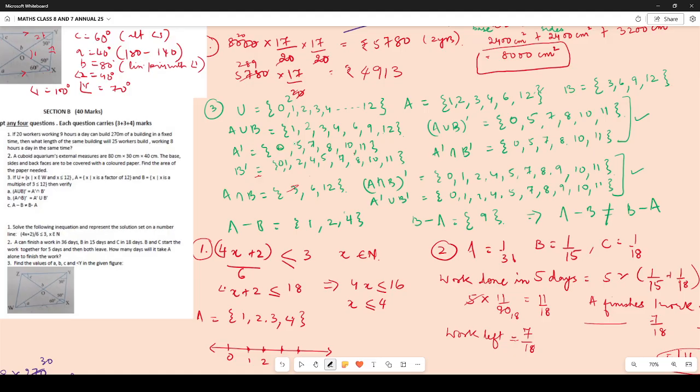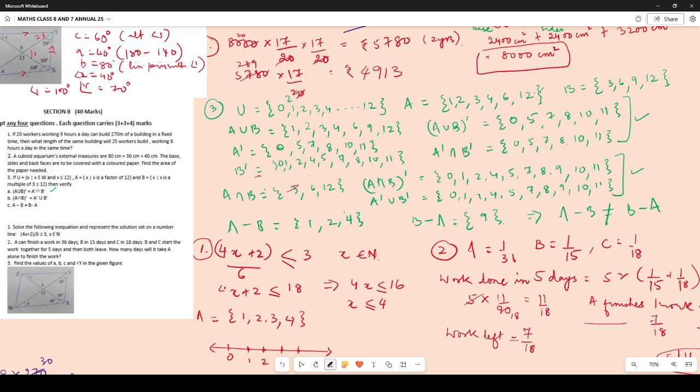3, 6, 9 and 12, we will have all the elements over here. Now let us see what is common to A complement intersection B complement: 0, then 5, 7, 8, 10, 11. So you see both these sets are equal. So we prove this.